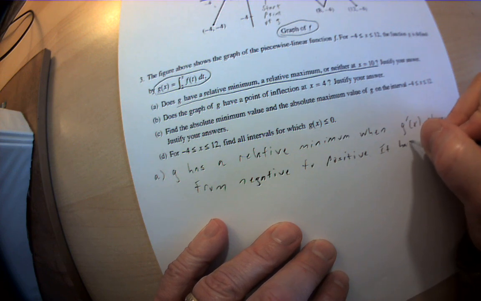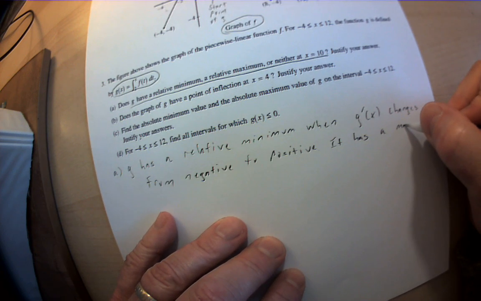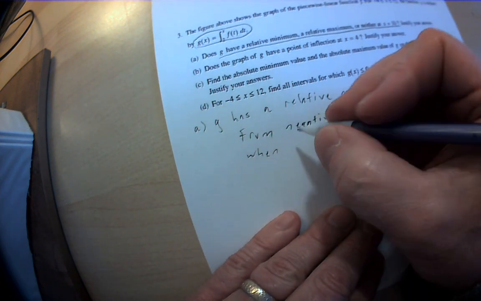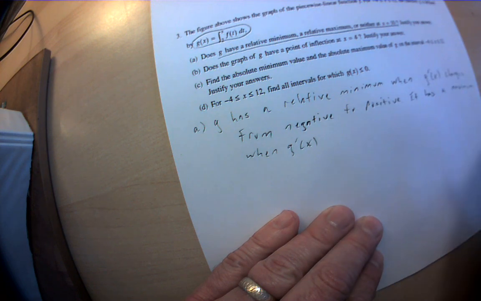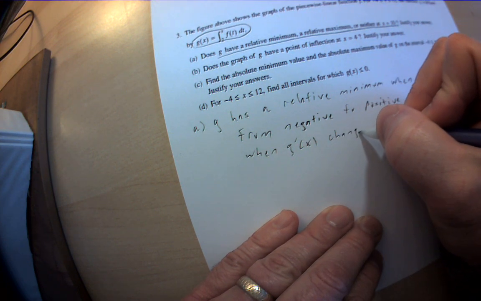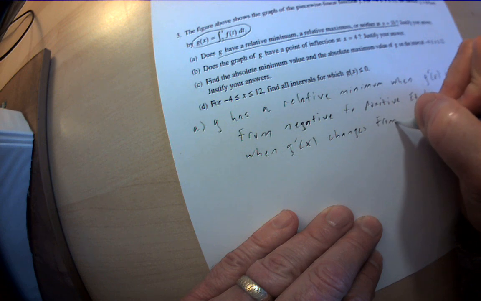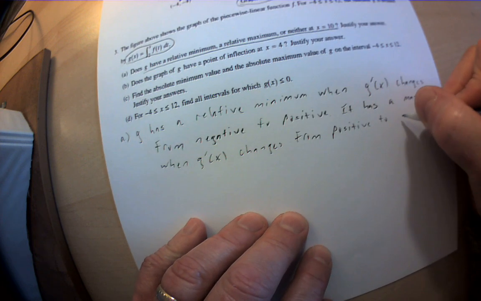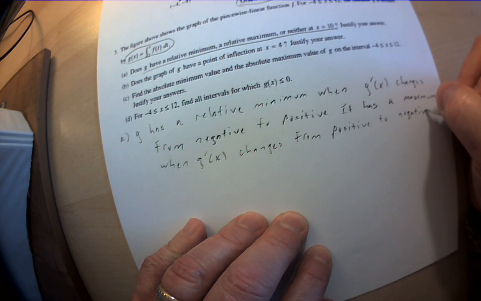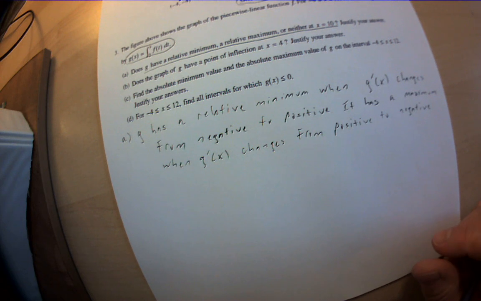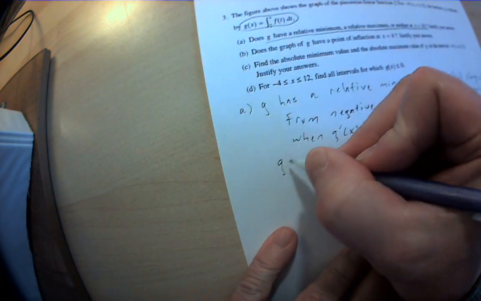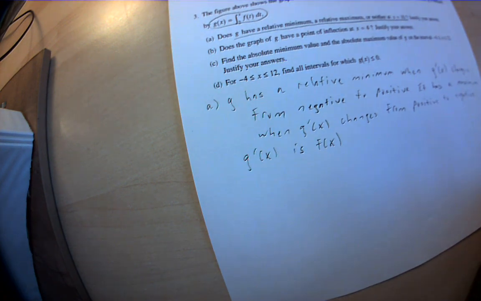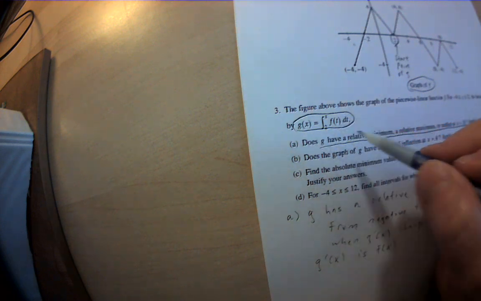It has a maximum when g prime of x changes from positive to negative, since I was going up. Okay? So I'm looking for g prime to change sign. Okay? g prime of x is f of x. g prime is f, if I take the derivative.